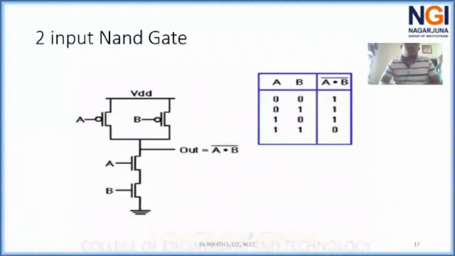This is actually a two input NAND gate, wherein two PMOS transistors are connected in parallel and two NMOS transistors are connected in series. And this is the truth table. For the combination 0 0 you will get output 1, for 0 1 you will get output 1, for 1 0 you will get output 1, and for the 1 1 combination you will get output 0. Okay, so now we will see how to design this schematic using NI Multisim software.